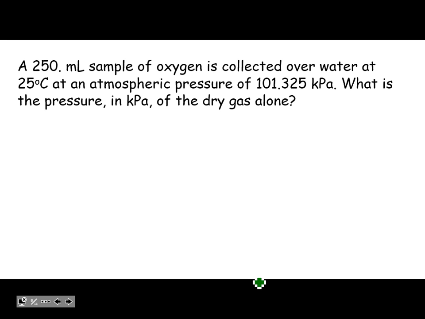So what this means, the dry gas alone, is just like we were talking about before. We're collecting oxygen here, but as we collect oxygen, we have water vapor also. So when they say the dry gas alone, it's meaning the gas without the water vapor. In this particular equation, we're going to have P total is equal to P of oxygen plus the P of the water vapor.